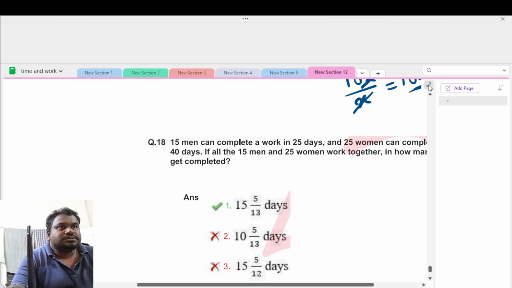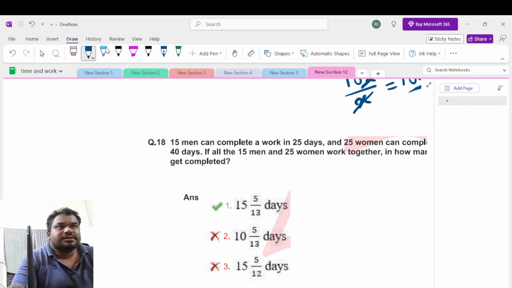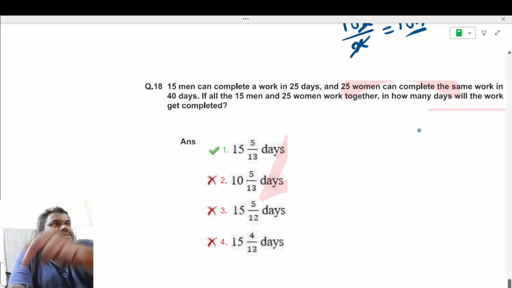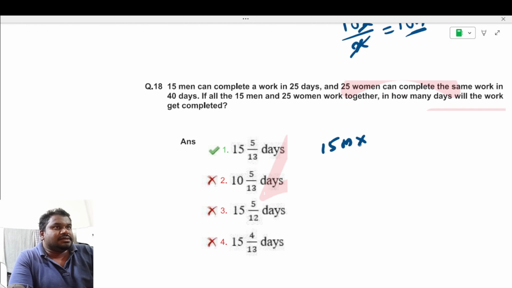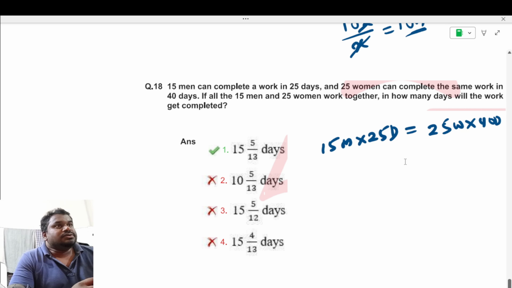The next question, 15 men can complete a work in 25 days and 25 women can complete the same work in 40 days. See, 15 men can complete the work in 25 days. It is same as 25 women working for 40 days. Both are same. Using this relation, we can find the relation between men and women first.